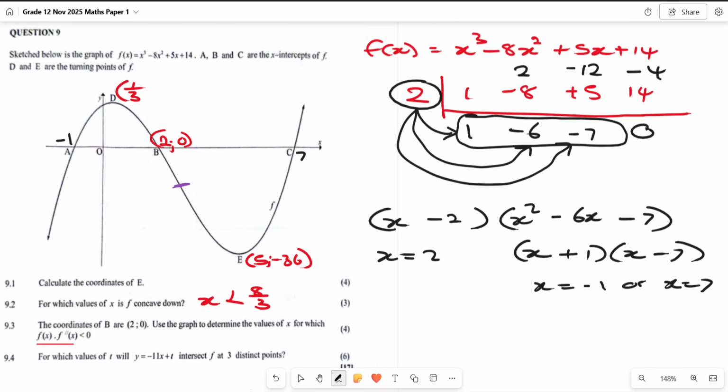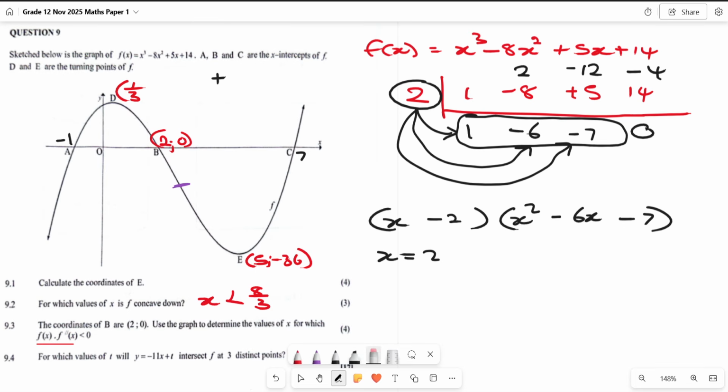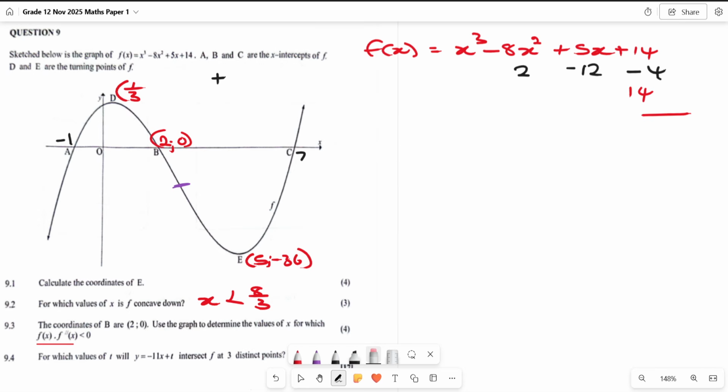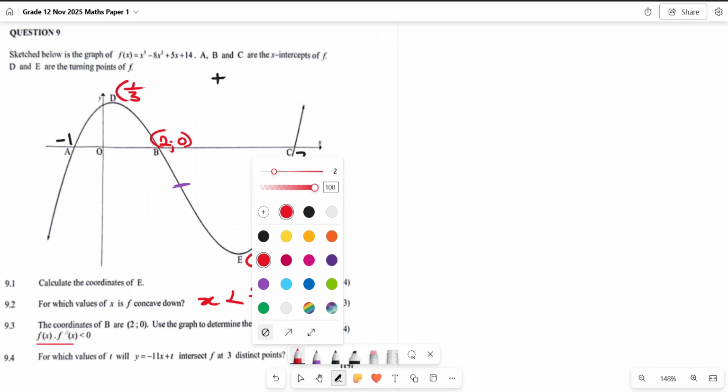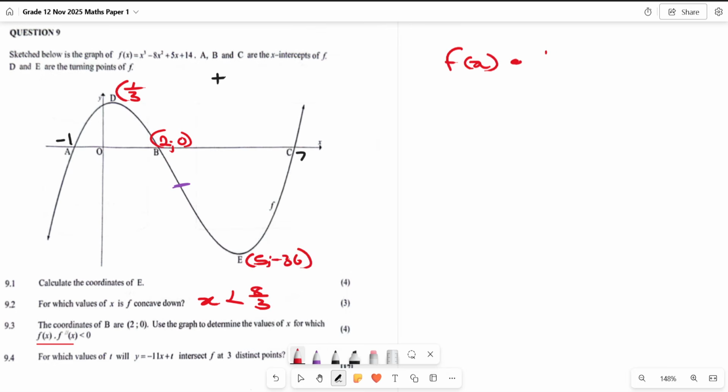Let's focus on when f of x becomes positive. Okay, wait guys, let me just erase this since we're already done with this. We already found our values, right? So let's analyze this. We have f of x times the derivative of it. Watch this, this is very interesting.